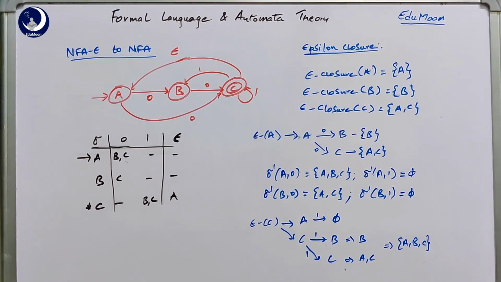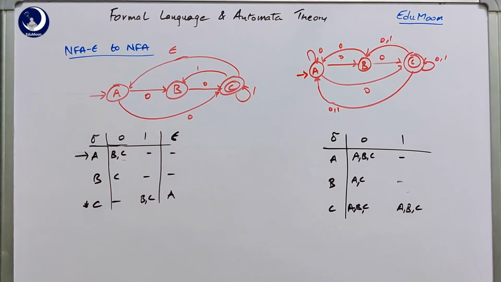So now after getting all the delta dash transitions, we can write the table or else directly the transition diagram as follows. So this will be the final diagram for NFA without epsilon moves when we convert an NFA with epsilon moves to an equivalent NFA. So we'll take one more example here.